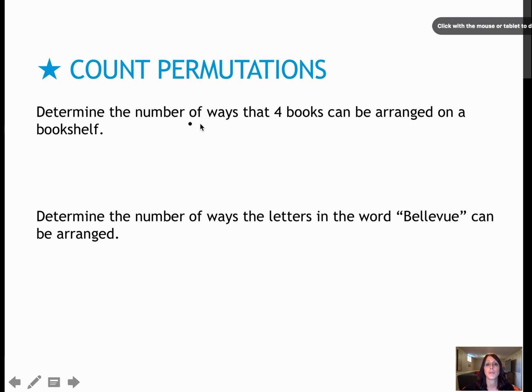So here, determine the number of ways that 4 books can be arranged on a bookshelf. Obviously we're talking about order mattering because we have "how can they be arranged." Well, we are to assume that they are all independent, different books. So of course that just means 4 factorial. So 4 times 3 times 2 times 1, which of course is 24.